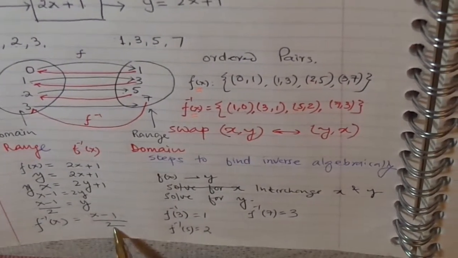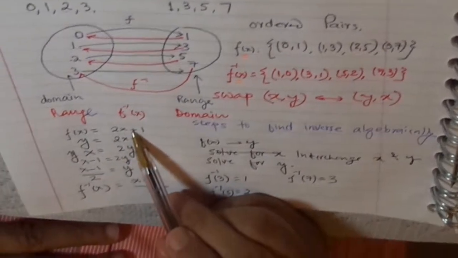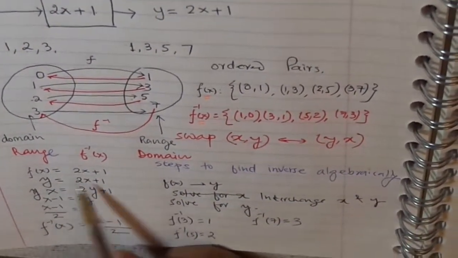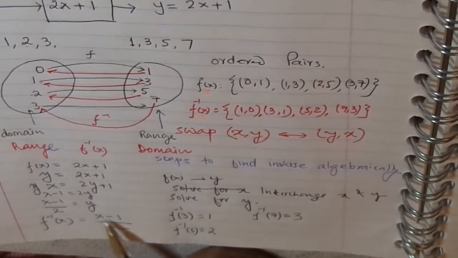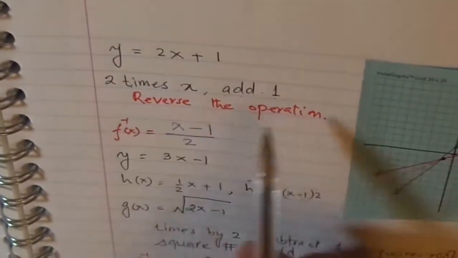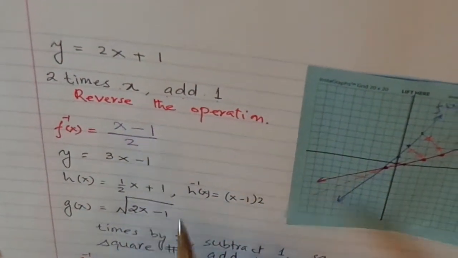Inverse, we saw that the inverse of a function is reading that operation in the reverse order. Here the order was times 2 plus 1. Now it becomes take away 1, divide by 2. So take away 1, divide by 2 is just reading the same statement in the reverse order to get it.